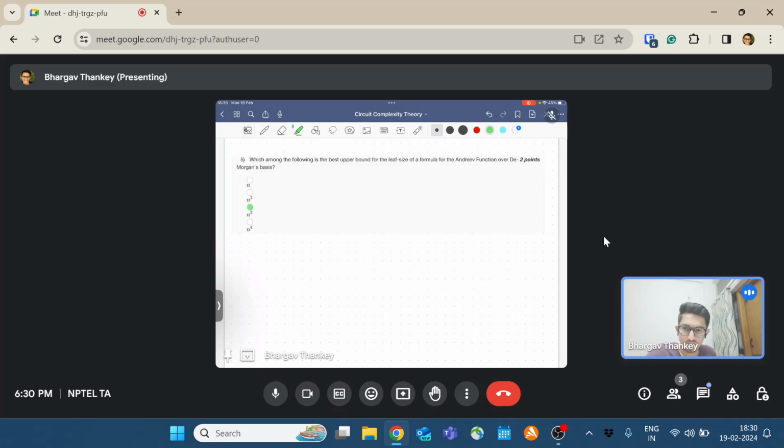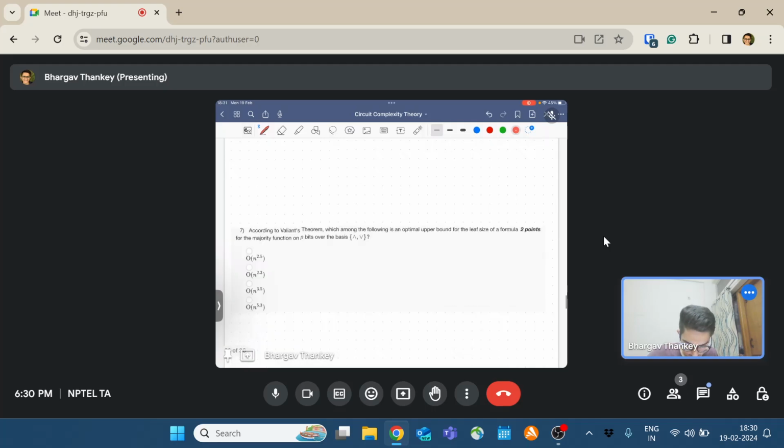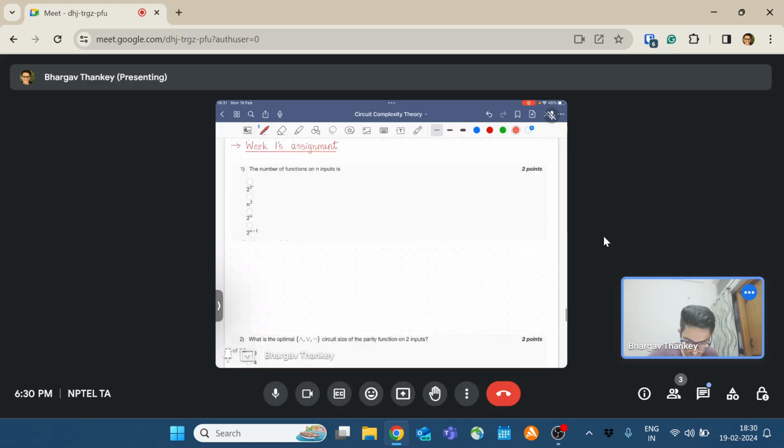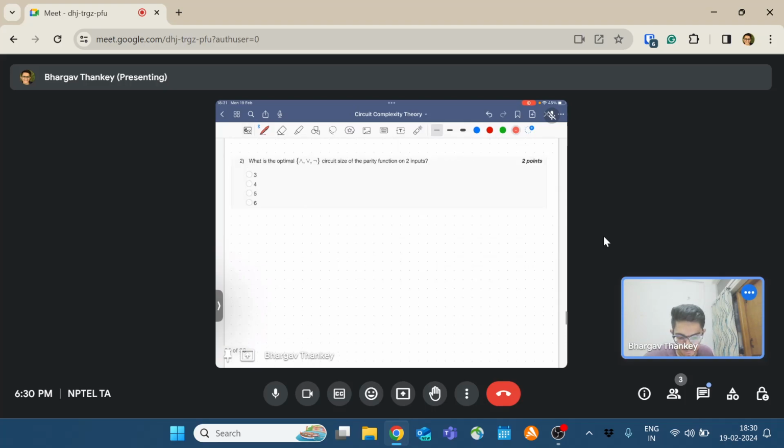Before we solve this, we'll need two problems from homework one, so let's first solve those. The first thing that we'll need is: what is the optimal AND, OR, NOT circuit size for the parity function on two inputs? The options are 3, 4, 5, and 6. Which of these is correct? I think 4. Yeah, it's 4.